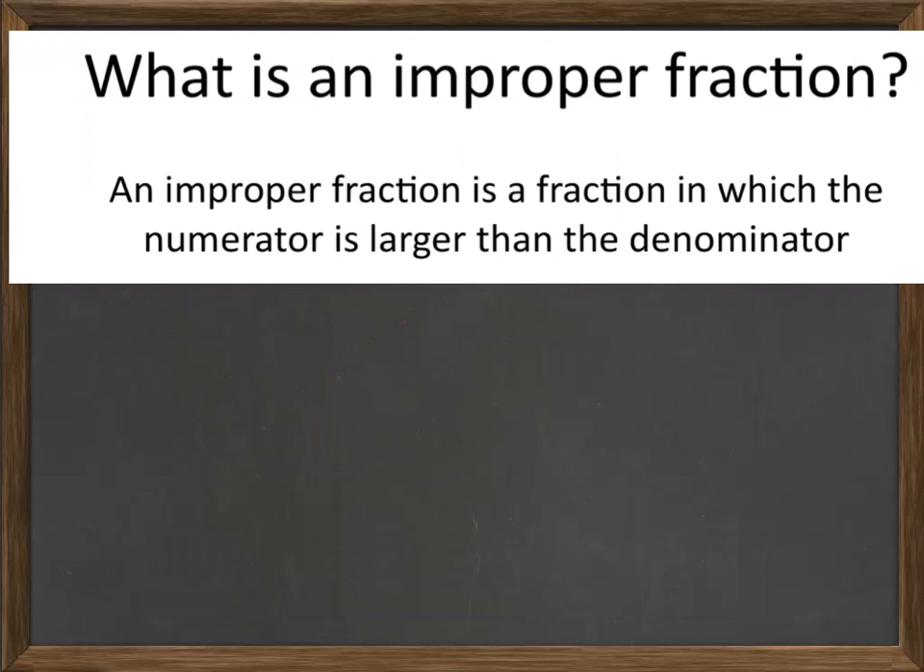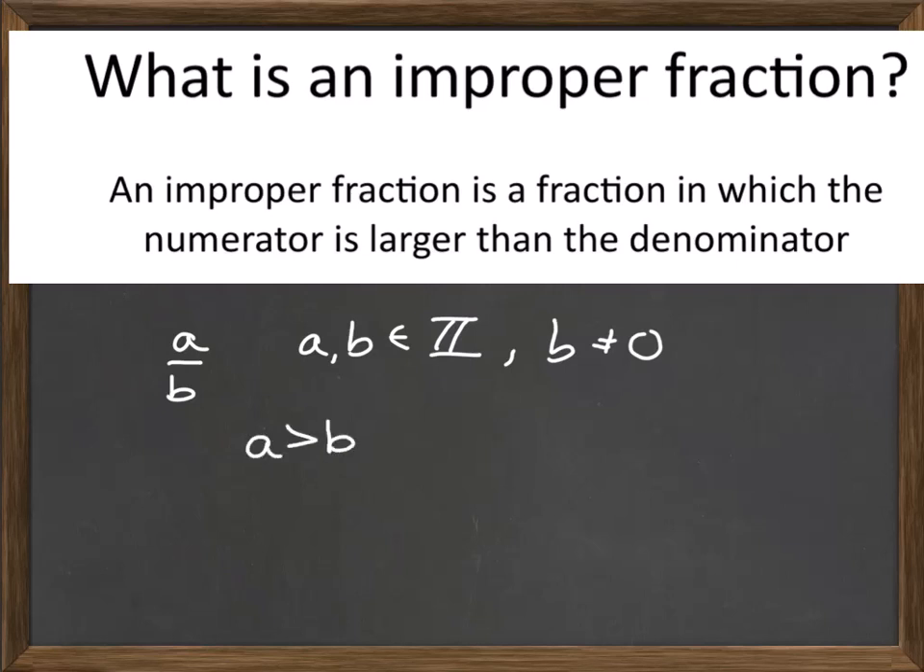Okay, so we have 2 more definitions to get through. The next one is an improper fraction. So quite simply, we still have a over b, where a and b are any integer that we want them to be, but b can't be 0. So we're still dealing with rational numbers. However, with an improper fraction, we have this additional constraint that the numerator a is larger than the denominator.